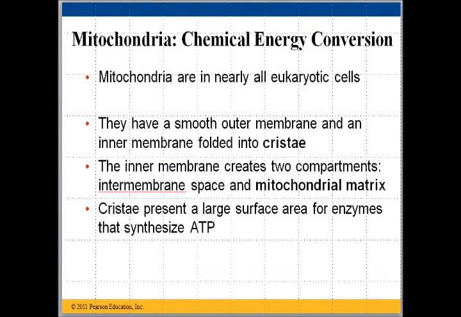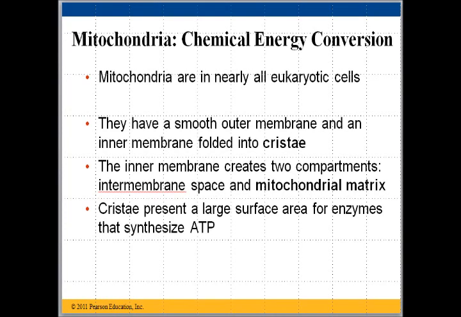So let's take a look at these two interesting organelles. We'll start with the mitochondria. The mitochondria is found in nearly all eukaryotic cells, including both plant and animal. They have a smooth outer membrane, and then their inner membrane has a huge number of folds and turns and twists. The inner membrane is folded into what's called the cristae.